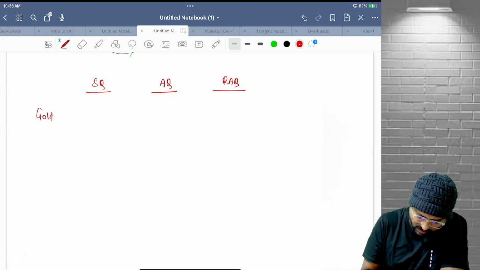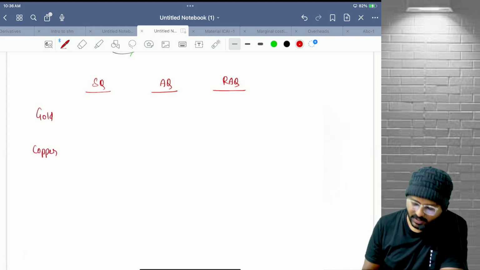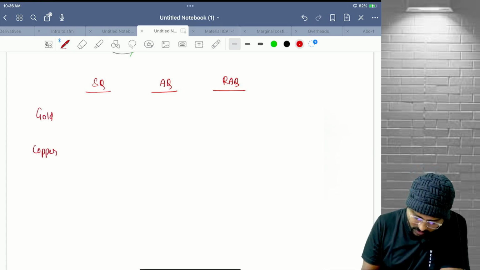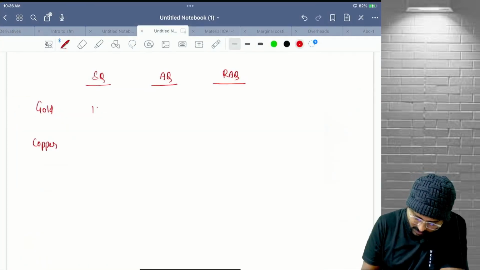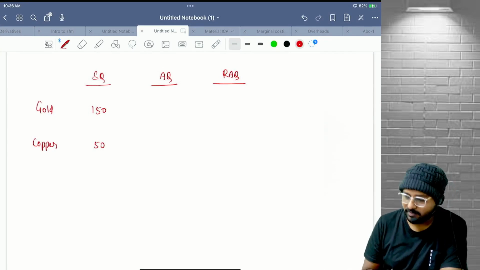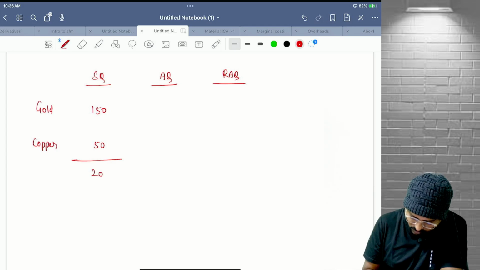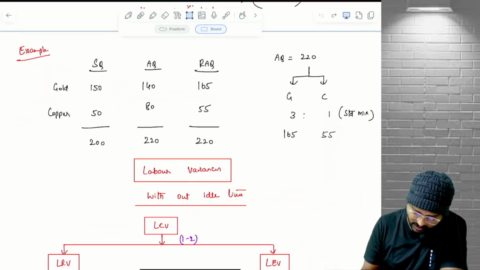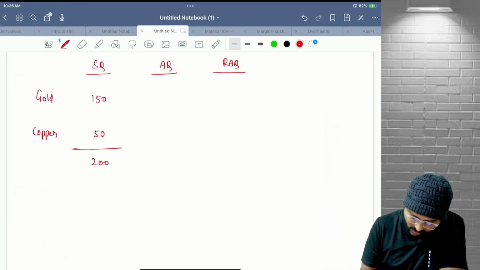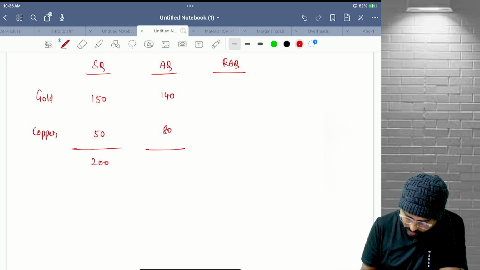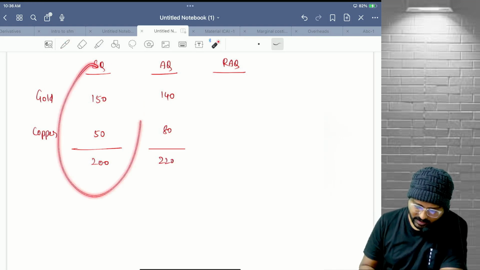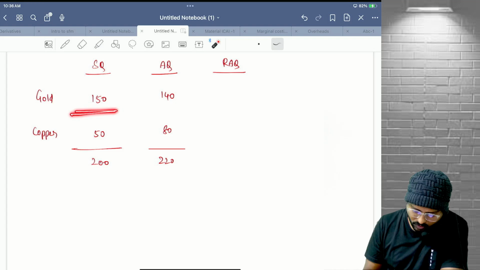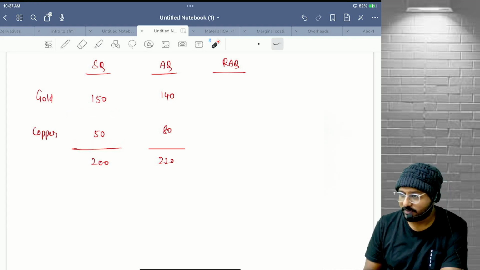We'll take some numbers. So we have two raw materials. One is gold. The other one is copper. For gold and copper, I'll take 150 and 50. This is the quantity. So what is the total? 200. Let's take some numbers for actual quantity. I took 140 and 80. What is the total? So what is the logic here? According to the standard that has been given, 150 gold should be used and 50 copper should be used, whereas this is the ratio at which you have used.